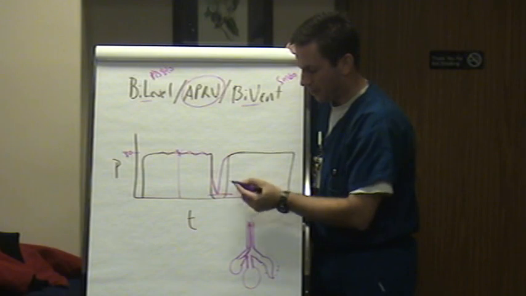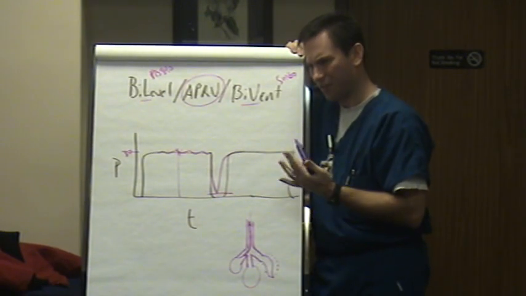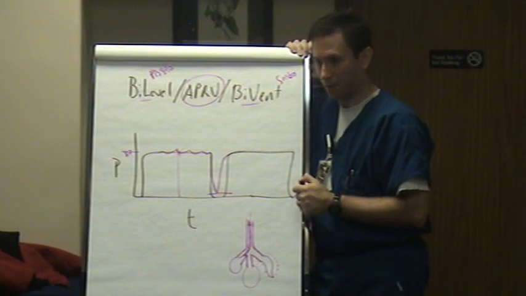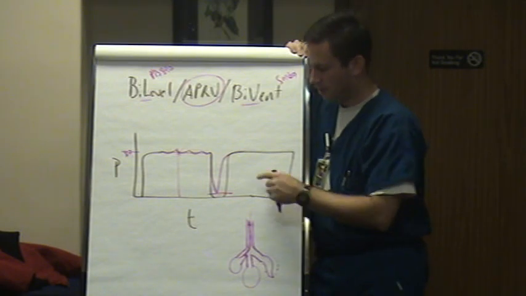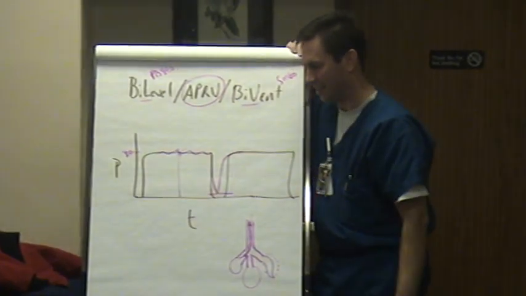And all we do is we cause intrinsic PEEP. And we can measure that if the patient's paralyzed. We can measure and give you an idea how much intrinsic PEEP is there. But it really doesn't matter what their intrinsic PEEP is because we're controlling pressure. They're never going to get more than what their high setting is.